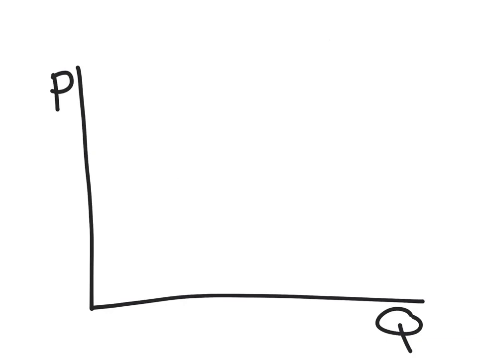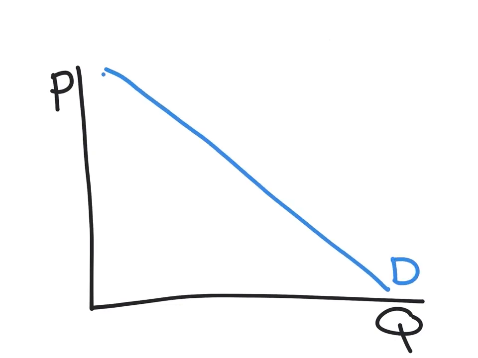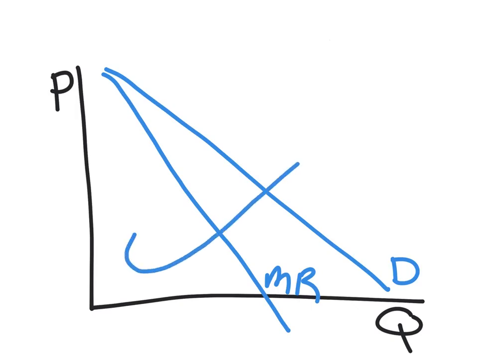Since we now know what our demand and marginal revenue curves are going to look like, we can add in everything else. So we still have our downward sloping demand curve right here, and our steeper downward sloping marginal revenue curve right here. But now we're going to add in our marginal cost curve, which looks very similar to how it does in a perfectly competitive market, where it goes up just like this.